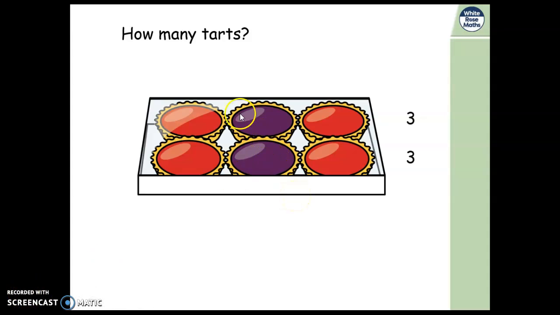We could also look at the columns, so the lines going down. So we've got 2, 2, and 2.